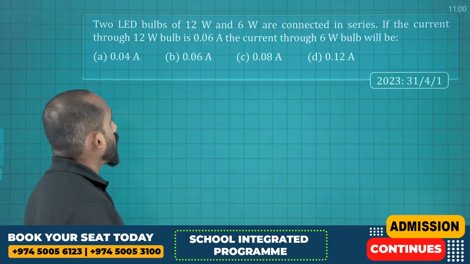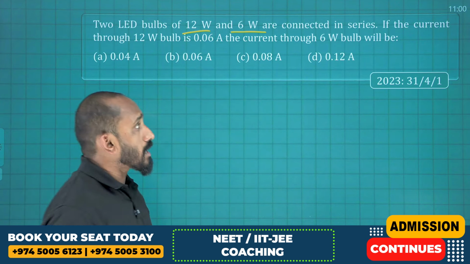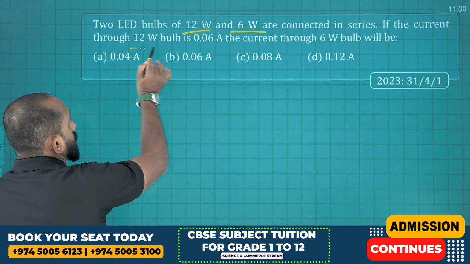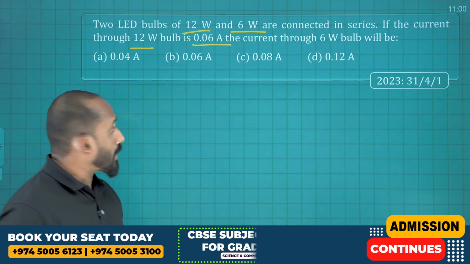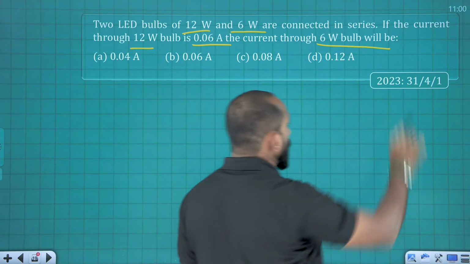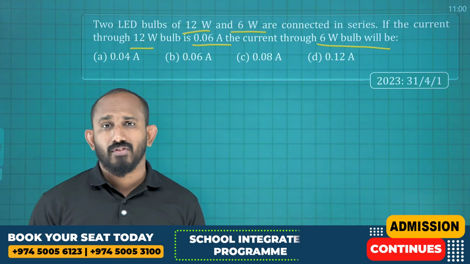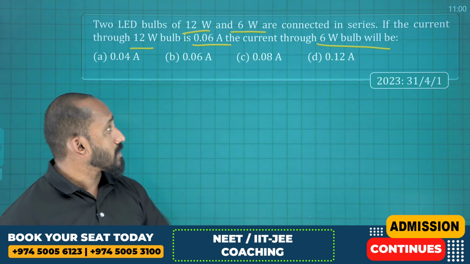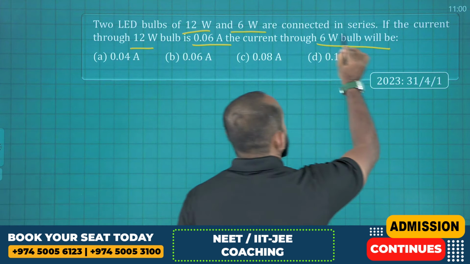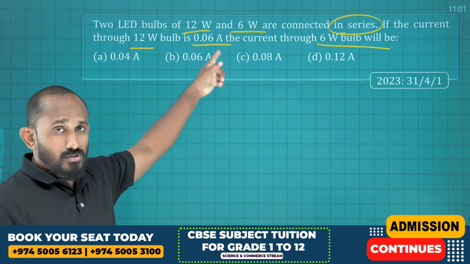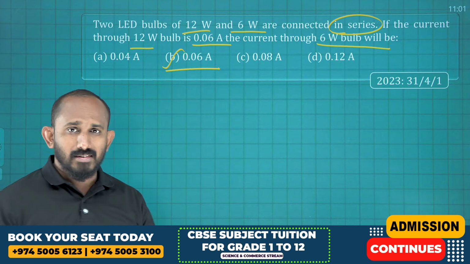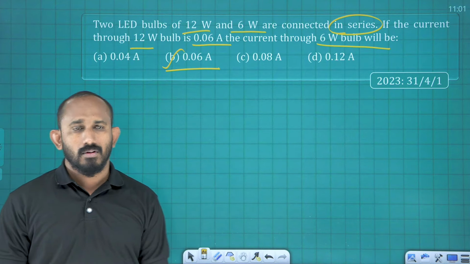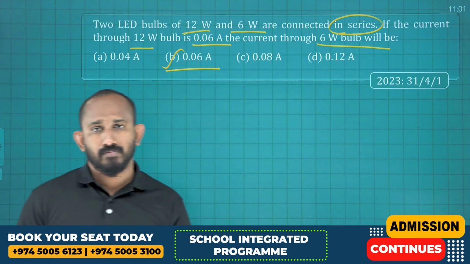Two LED bulbs of 12 watt and 6 watt are connected in series. If the current through the 12 watt bulb is 0.06 ampere, then the current through the 6 watt bulb will be? See, in series combination, we know that the same value of current passes through the circuit. Here, the 12 watt and 6 watt bulbs are connected in series. Hence, the same current will be there. How much? 0.06 ampere. So B is the correct answer. In this question there is no need to do any calculation. Without calculation itself, you can say that 0.06 ampere will be passing through.